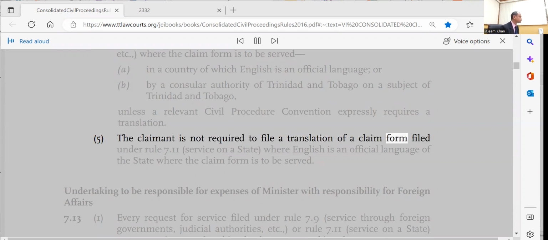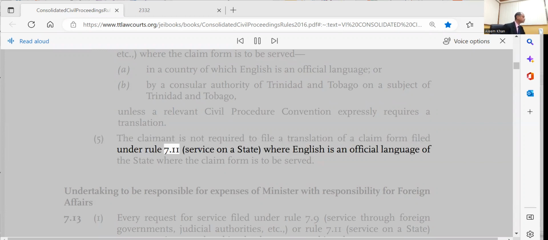5. The claimant is not required to file a translation of a claim form filed under Rule 7.11, Service on a State, where English is an official language of the state where the claim form is to be served.